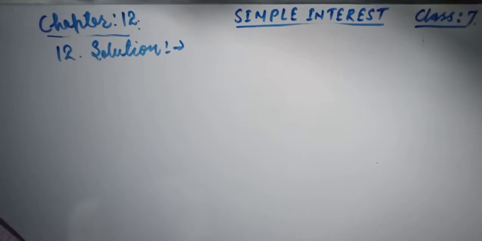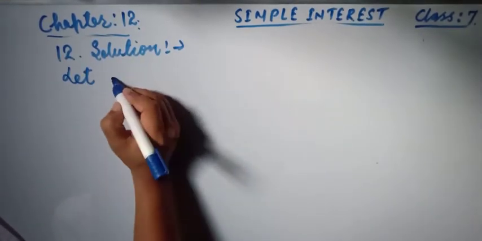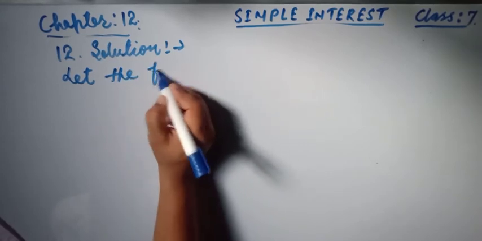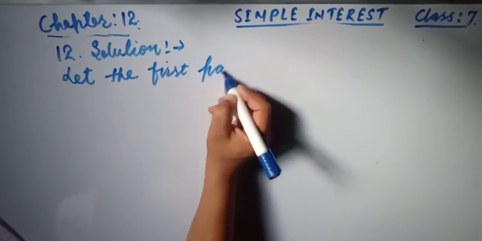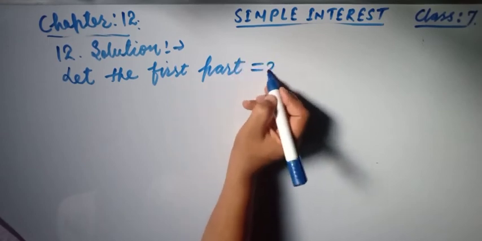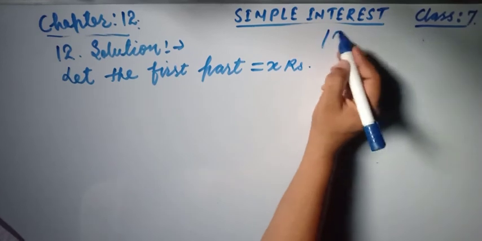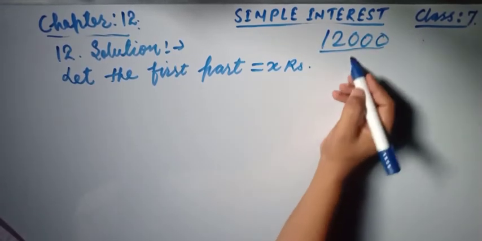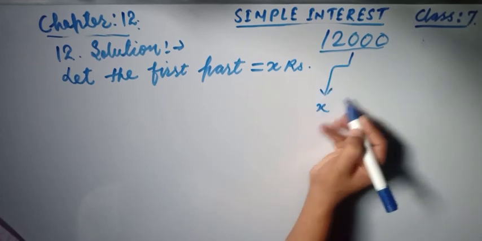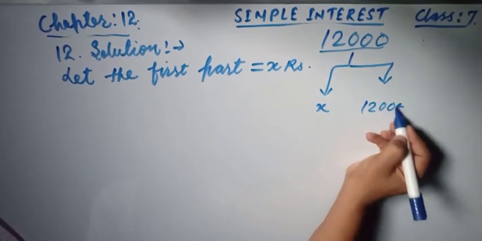First let's consider the first part is X. Now friends, the total money is 12,000 and we have to divide this 12,000 in 2 parts. Here the first part is X, then the other part, friends, is 12,000 minus X.